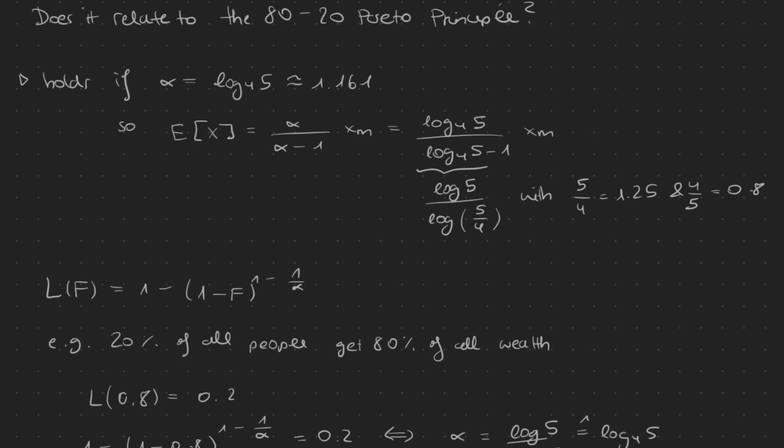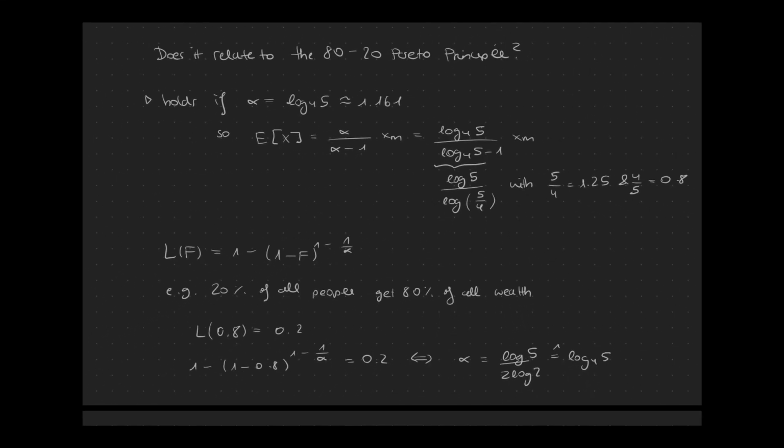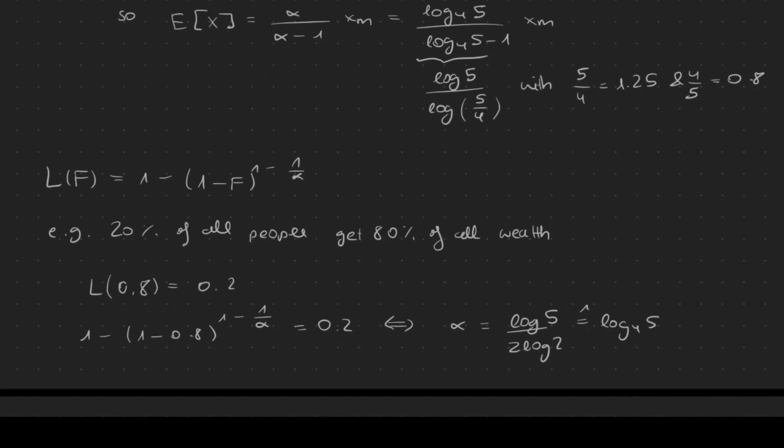Well, for that we will need the Lorenz curve. I will not derive it here at this point, but it can be derived with the help of a Pareto distribution. The Lorenz curve is a function with an argument f and is defined as 1 minus f to the power of 1 minus 1 over alpha. And the Pareto principle states that, for example, 20% of all people get 80% of all the wealth. In reality, these are not the correct numbers, and it also depends on the country, of course, but this just serves as an example. So we can set up an equation where L of 0.8 needs to be equal to 0.2. If we solve this equation for alpha, we get our desired alpha.